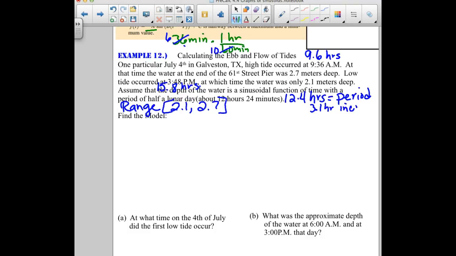So what do I do to figure out K? That's why I'm afraid of just saying memorize the formulas, because now you're going, do I add, do I subtract? Which one do I do? K is going to be where in reference to 2.1 and 2.7? In the middle, right? How do you find the middle? Average them, right? Add them and divide by 2. Okay, 2.1 plus 2.7 divided by 2. Okay. So that is my K value. That's my new 0 line. What would the amplitude be?